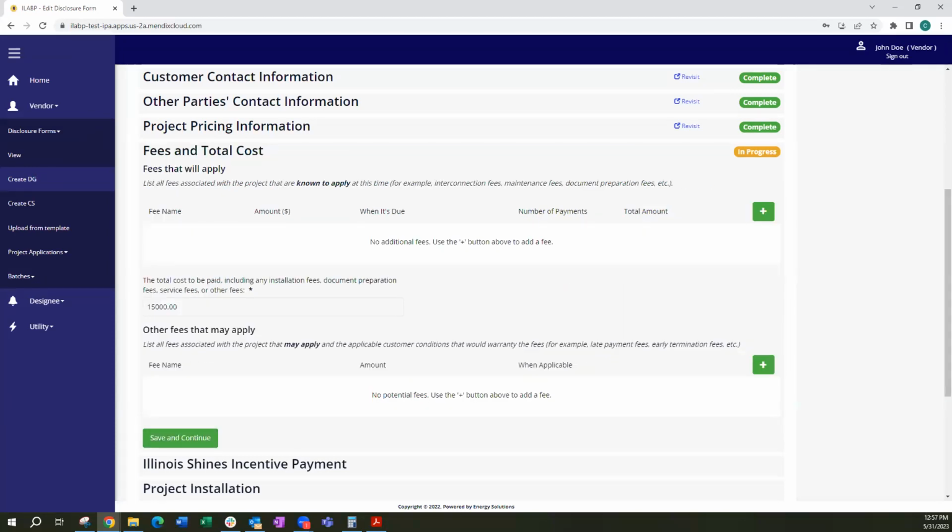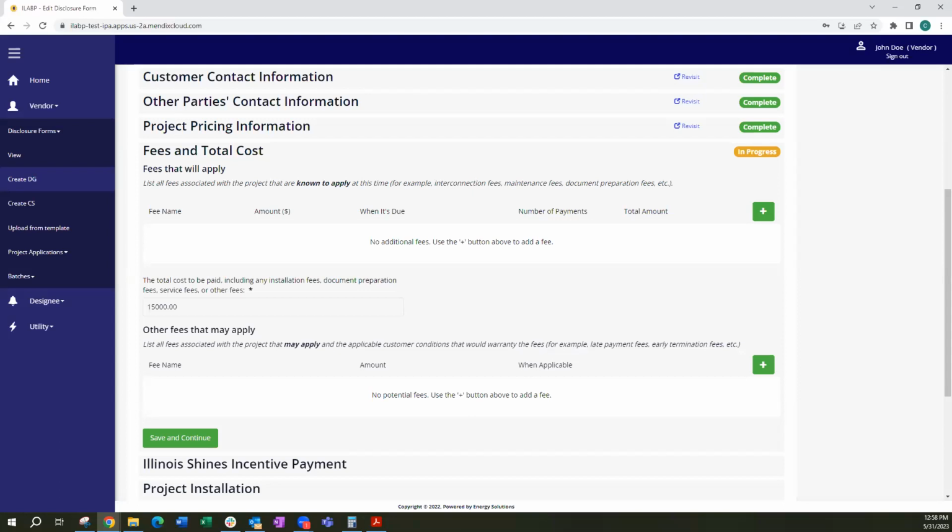Section 4, fees and total cost. This section will identify additional fees that may be assessed to the customer or site host. The conditional and non-conditional fees are broken out separately in the new disclosure forms to allow for the summation of the non-conditional fees with other costs. Fees that are known to apply will be entered first, followed by conditional fees that may apply depending on circumstances such as late payment fees or return check fees. There will be an opportunity to indicate if and when these conditional fees apply.